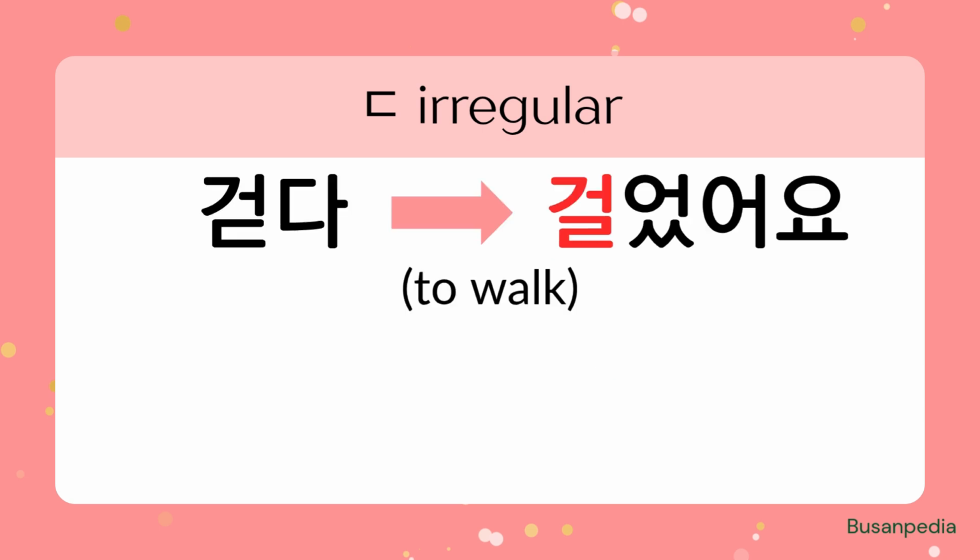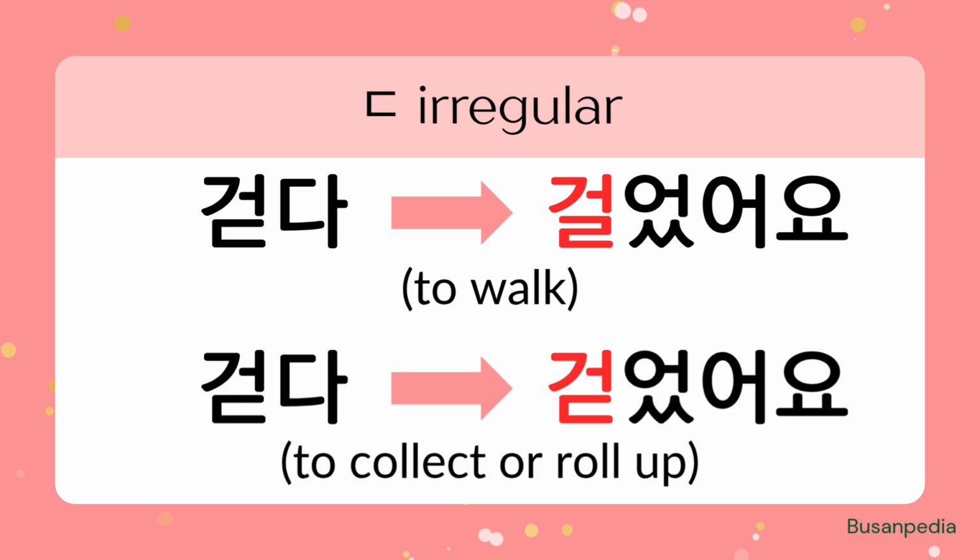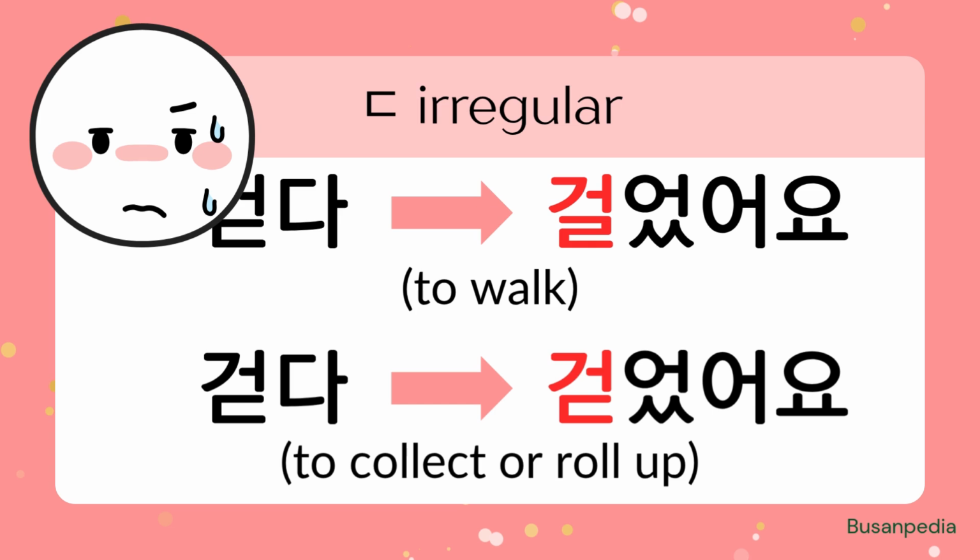Life is never easy. Here is another curveball. The verb 걷다 also has another meaning, to collect or roll up. In that meaning, it does not follow the irregular rule. It just stays 걷었어요. See? I hate irregulars as much as you do.